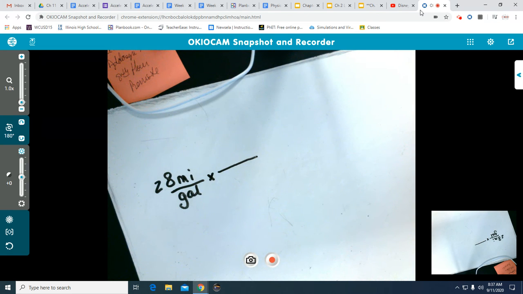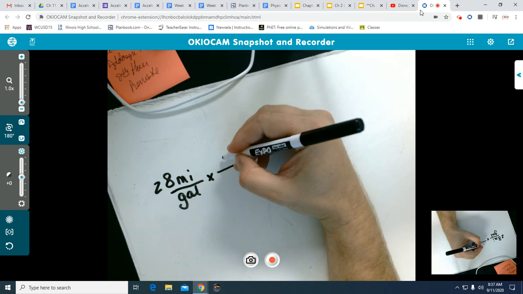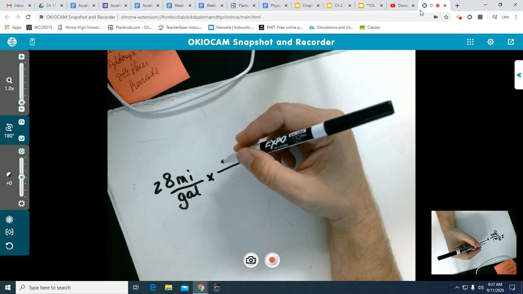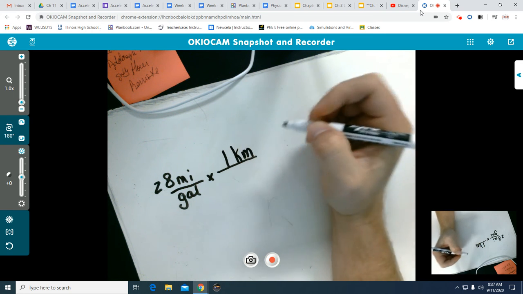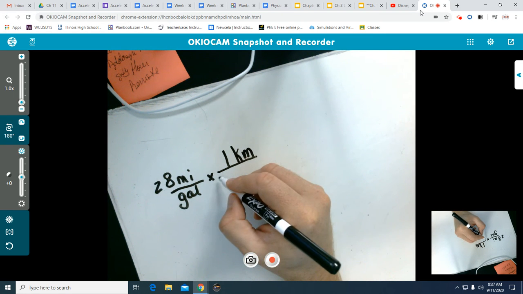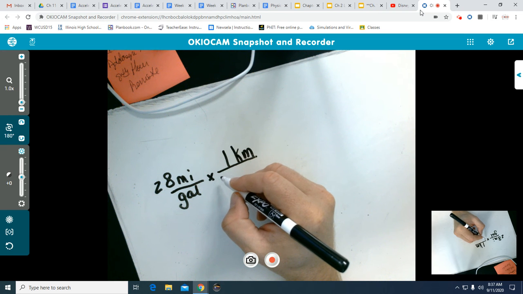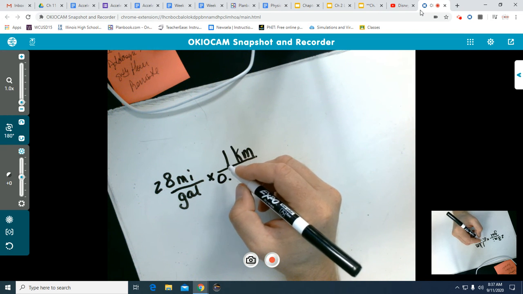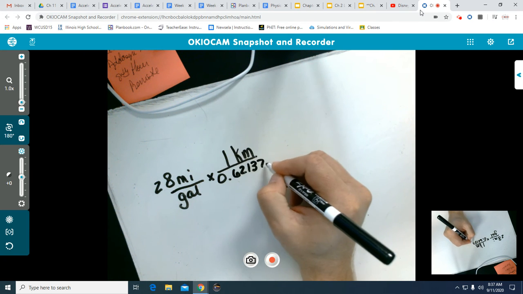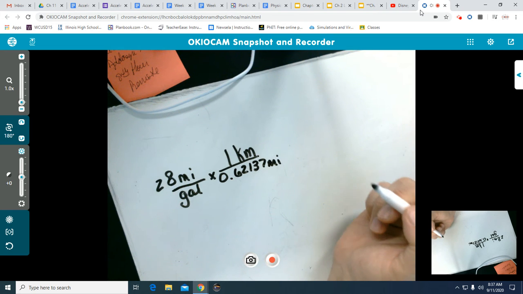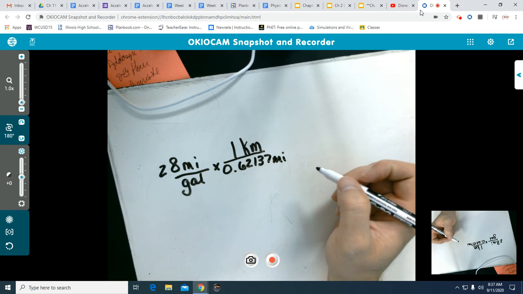So we need to have kilometers. I'm going back to our conversion that we used before. 1 kilometer goes on top. Then again, the conversion factor between kilometers and miles is 0.62137 miles. Okay?